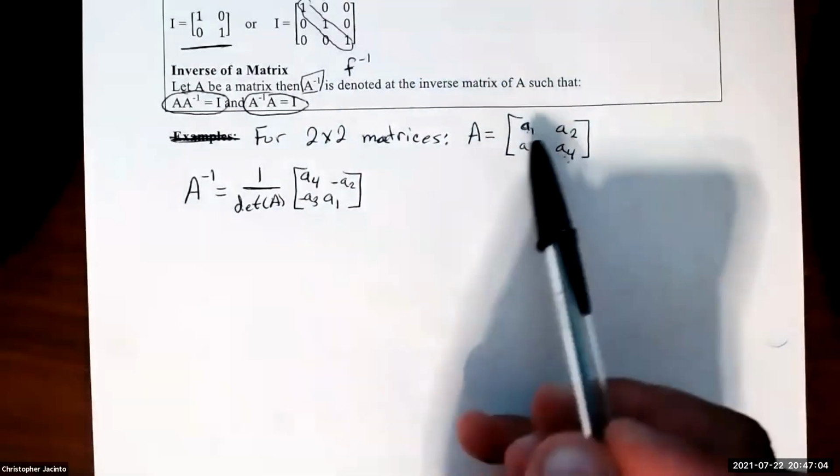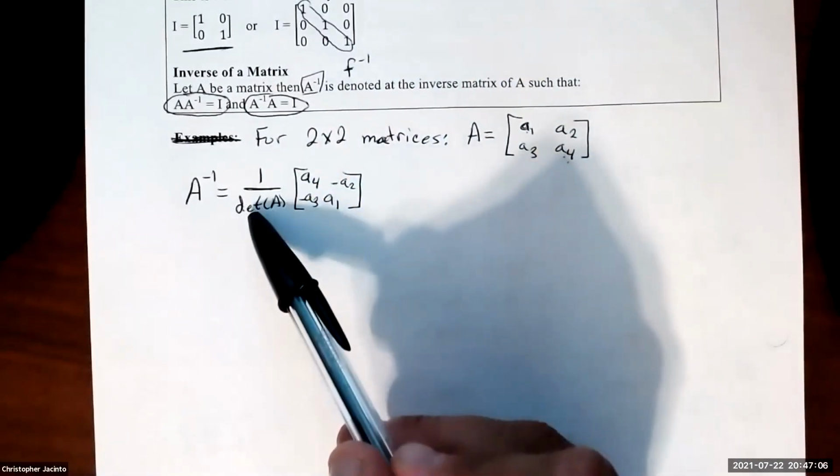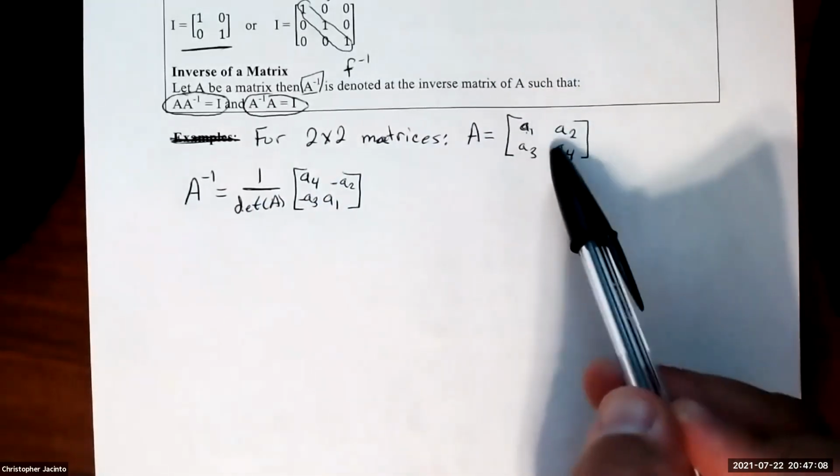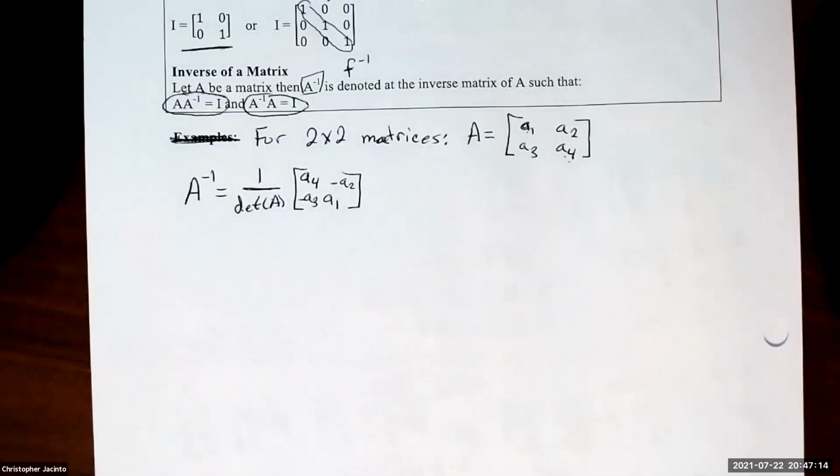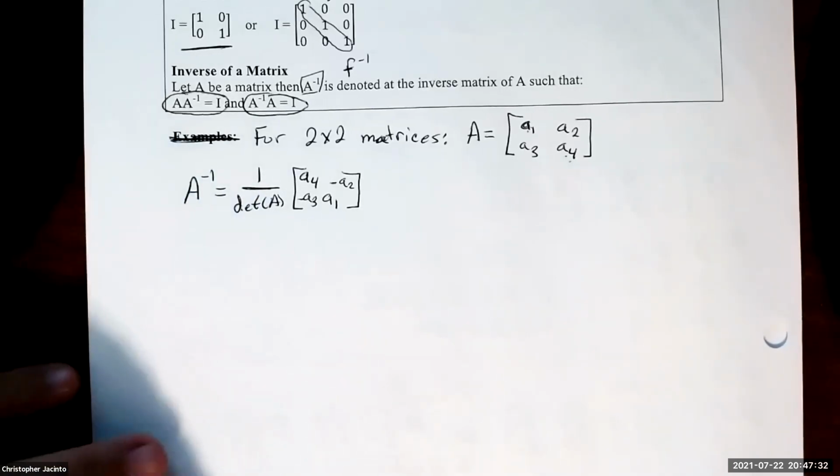Again, we find the determinant, that's that portion. We swap these numbers and put a negative in front of those two. Pretty crazy how that works out. That's why 2 by 2s are not that bad, because they follow that nice template. 3 by 3 is a little messy.